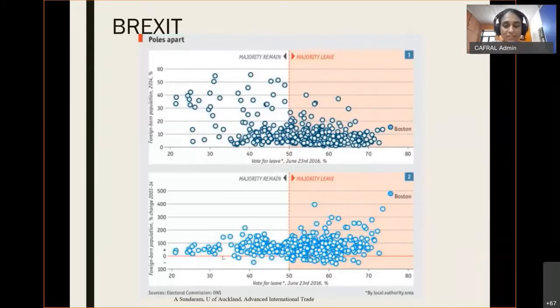But then The Economist actually pointed out an interesting idea. What they said was, let's look at the change in the foreign-born population between 2001 and 2014. Okay? When you look at the change and plot who voted to remain and leave, what you find is there's actually quite a significant correlation. So it turns out that those counties, for example, Boston is one county in the UK that had a major increase in the number of foreign-born individuals. Those are the counties that actually voted to leave, right? So rising immigration was correlated with a particular region voting to leave the European Union. Okay?